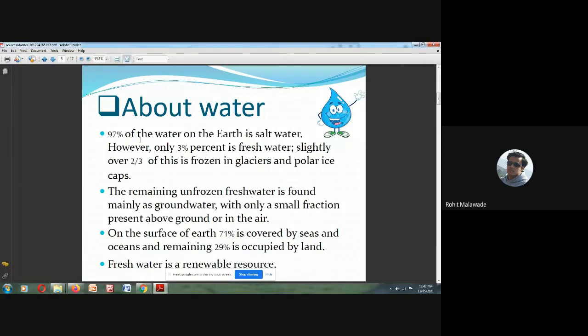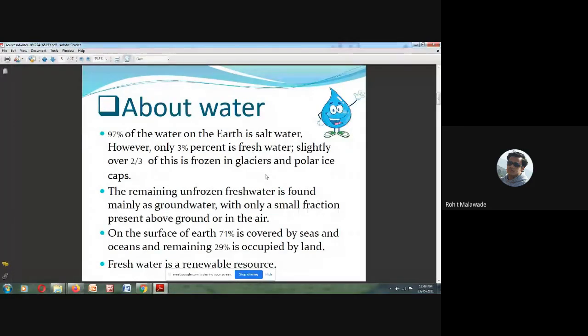Okay. Now, 97% of the water on earth is salt water, as you already know that 97% of the water which is present on earth is in the sea or ocean, right. Only 3% of the water is fresh water.